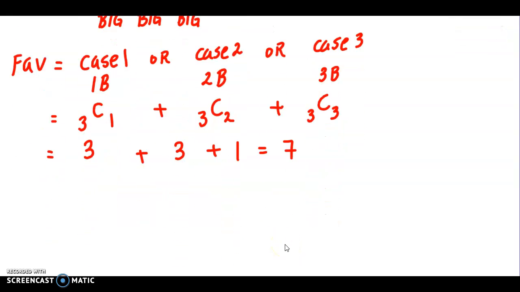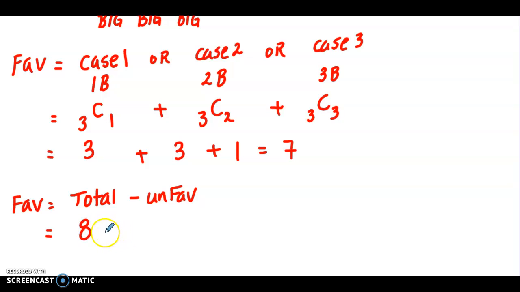Another way to consider those favorable outcomes is to consider our total subtract our unfavorable. Our total outcomes, there are 8. And our unfavorable outcomes would be if there were no boys at home. That means all 3 children at home are girls. There is only one possible way to do this. There are 7 favorable outcomes.